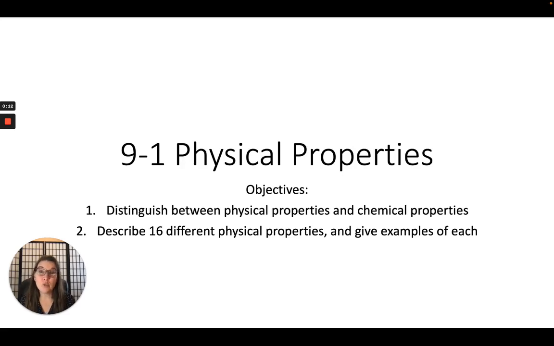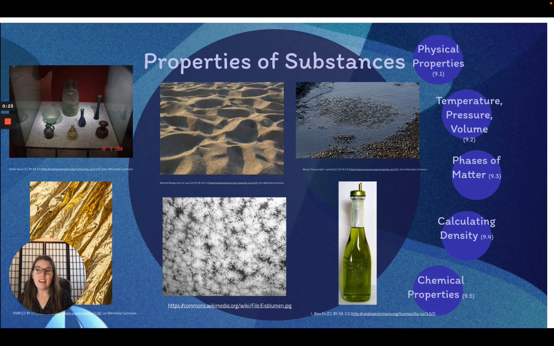Number one, to distinguish between physical properties and chemical properties. And number two, to describe 16 of the most important physical properties and give examples of each one. So let's dive in. So the first question we need to ask is, what is a physical property?